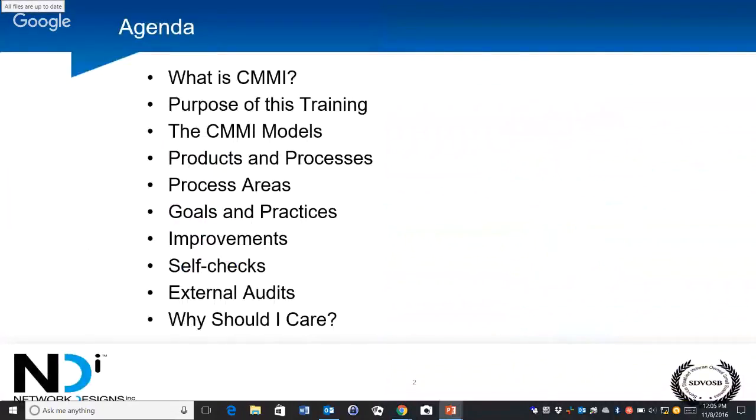What is our agenda for the day? It is to discuss what CMMI is, and then the purpose of this training, why you're here, why you are involved in this, CMMI's models, its products and processes, the process areas that are a part of CMMI, what goals and practices are, how we move forward with improvements for NDi, self-checks or internal audits, external audits, and finally, why should I care? And then at the end of that, we'll pause to see if anybody has any questions. So let's roll forward here.